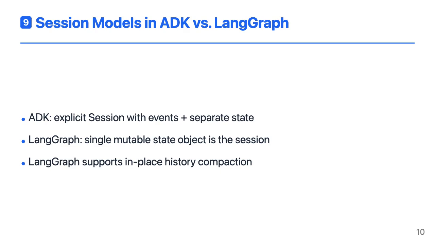Different frameworks implement sessions differently. In Google's ADK, a session object explicitly holds a list of event objects plus a separate state object. It's like a filing cabinet with one folder for history and another for working memory. In LangGraph, there's no separate session object. The state is the session. That state includes the message history and all other working data, and it's mutable. LangGraph can transform or compact this state over time, which is especially useful for long-running conversations under tight token limits.